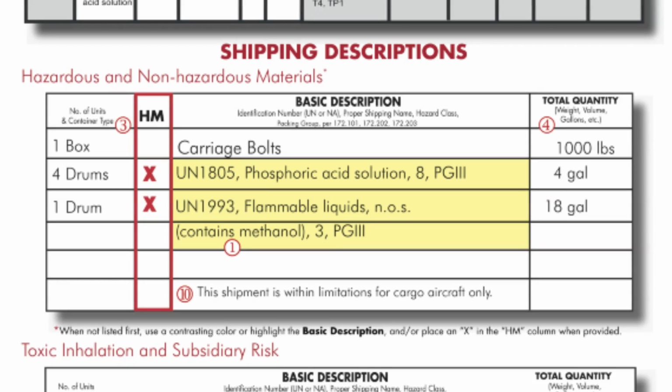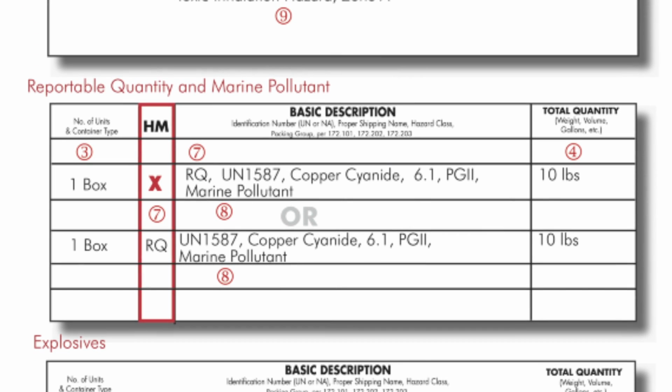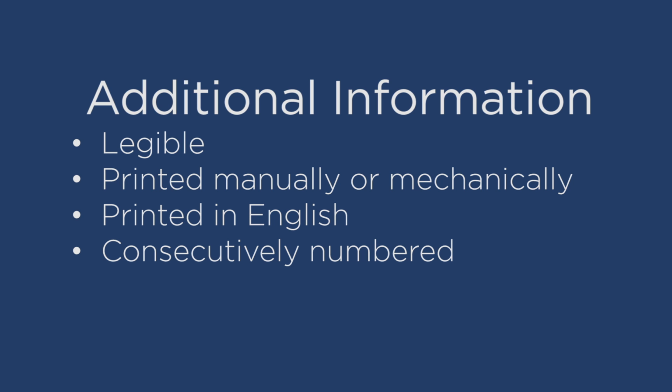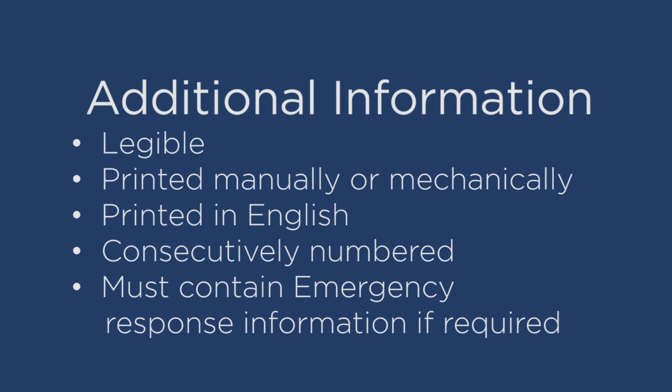So here's how we would distinguish between a hazardous material and a material not subjected to the regulations. The regulations state that you could enter the hazardous materials first in the shipping paper in a color that clearly contrasts from that of the non-hazardous material, or by entering an X in the HM column on the shipping paper, or as an alternative, entering the letters RQ when the material meets the definition of a hazardous substance. Additional information for the shipping paper are that the information must be legible and printed manually or mechanically, and must be printed in English. The pages must be consecutively numbered if there are more than one page, and must contain emergency response information when required by the regulations.